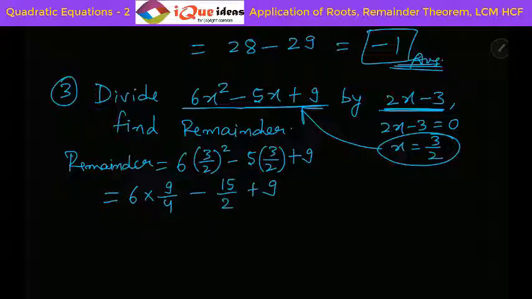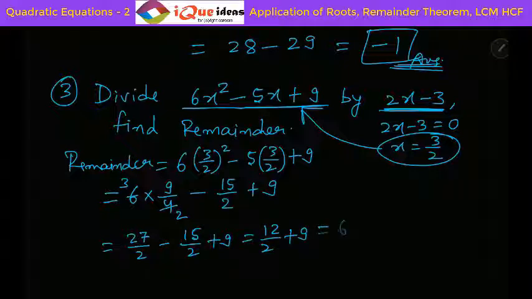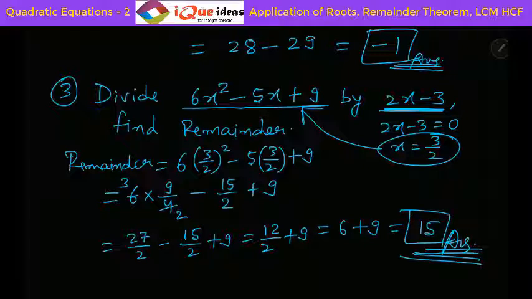Alright. Now 2 cancels 4 2 times and 6 3 times. So this gives us 27 by 2 minus 15 by 2 plus 9. Now 27 minus 15 will become 12 by 2. So it is 12 by 2 plus 9. Now 12 by 2 is 6 plus 9, that is equal to 15. Right? So the answer of this question is 15. But in any case, you can see that the divisor has to be equated to 0. We get some value of x and put it in the expression to find the remainder.